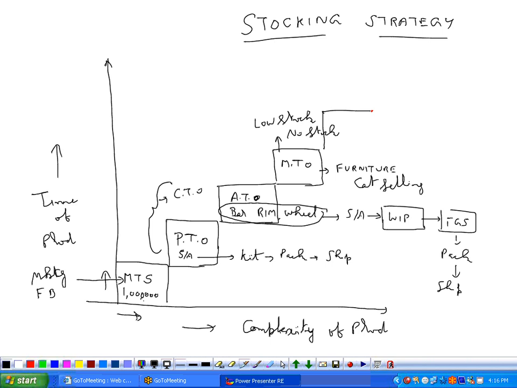The next type of stocking strategy is called ETO. This is called engineer to order. Here, you will be receiving an order for, say, a turbine.